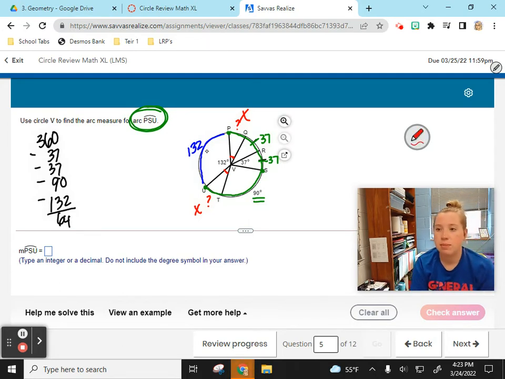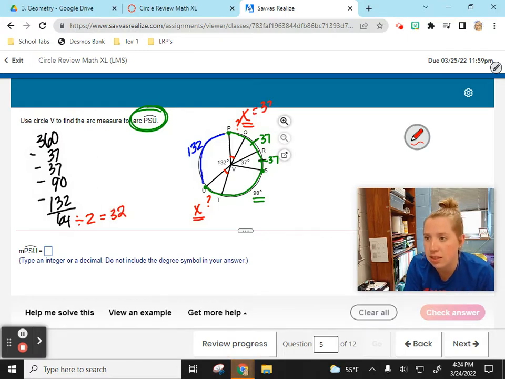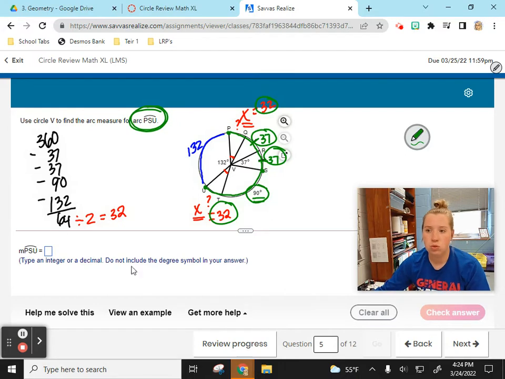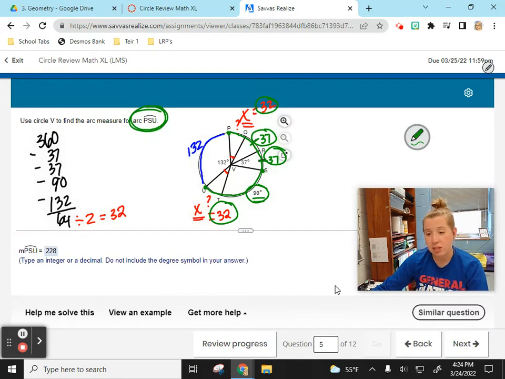So what this 64 represents is the degree measure split between these two angles. But because we know that they're the same, I'm just going to divide it by 2. And I'm going to get 32 for each of these. All right. Now, the very last thing that we want to do is just add up everything that we found here in green. And when we do that, we get 228. There are a couple other ways that you can solve this problem. So if you use a different strategy, that's okay. That's just the first way that came to my mind.